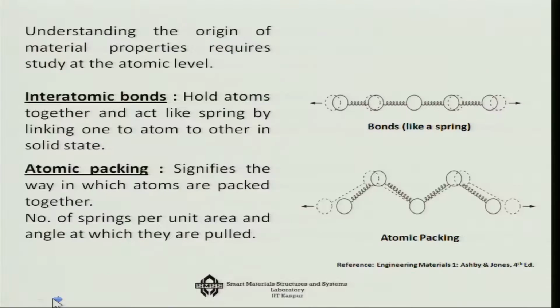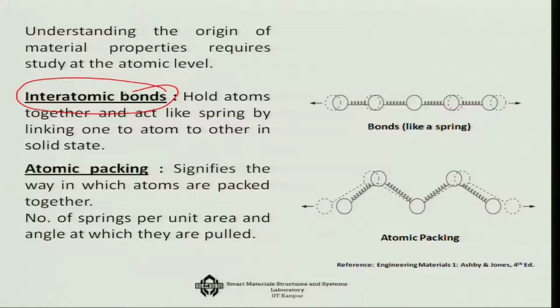Now, let us try to look at two important issues in terms of atomic bonding. Number one is the interatomic bonds, and this is something like how much force is acting between the atoms so that they can hold together and act like a spring. So, something like a spring analogy you can bring in this case, particularly if you look at many of these bonds like ionic bonding or covalent bondings.